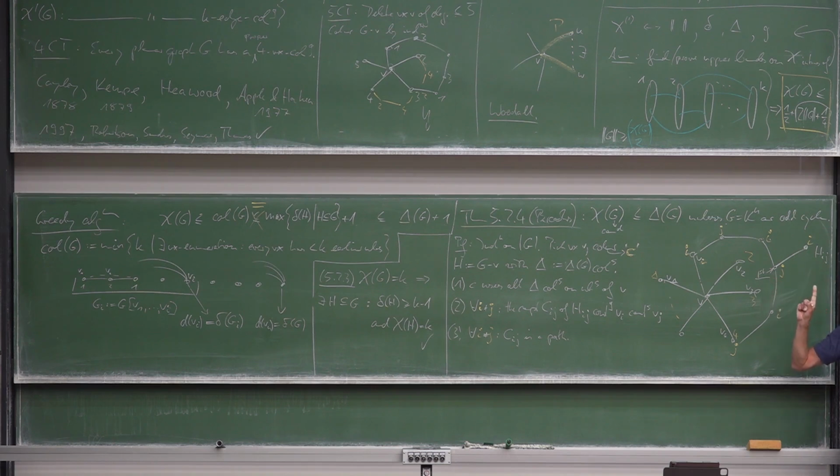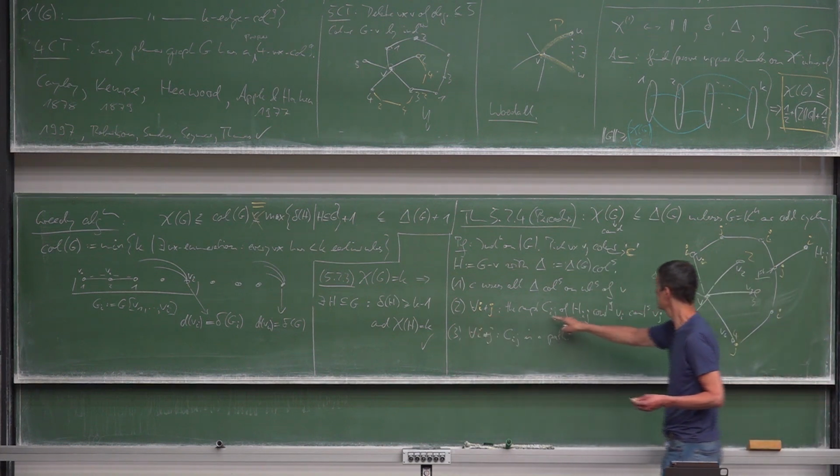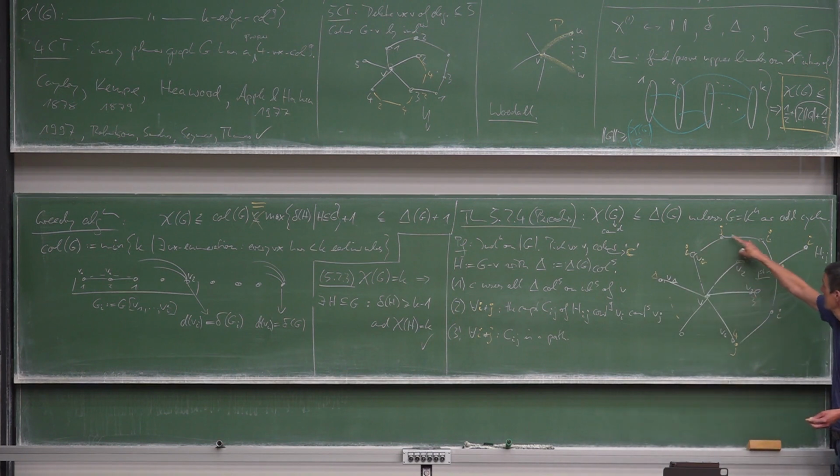So where's the contradiction now? It's a contradiction to 2, that the component using Vi and Vj in any coloring includes the other one. But it doesn't. Once we've switched this color, just change the color of this one vertex, this component gets stuck here. So that path up to there, not including this vertex, would be the entire component.